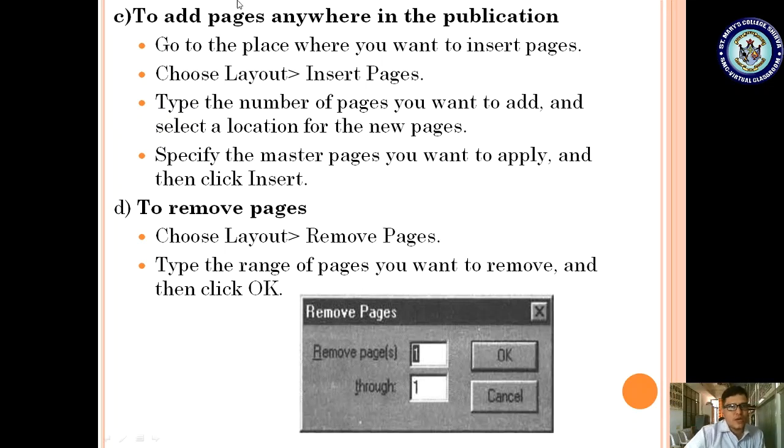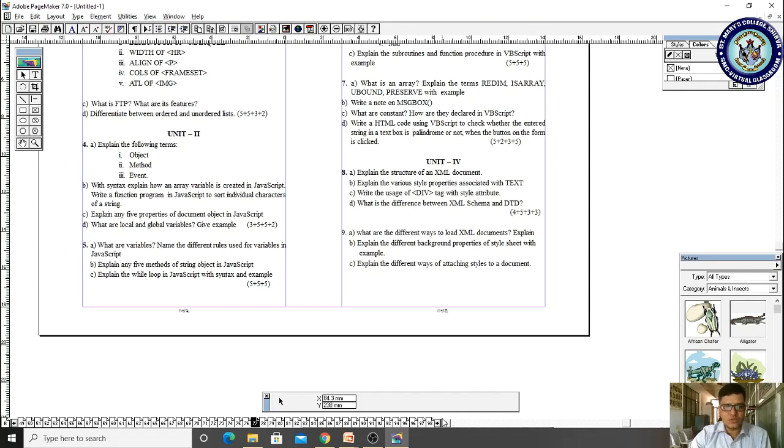Next, to add pages anywhere in the publication, we can choose Layout, Insert Pages. Type the number of pages you want to add, and select a location for the new page. Specify the master page you want to apply, and click Insert. If you want to remove pages, you have to go to Remove Pages. So we can directly add or remove pages.